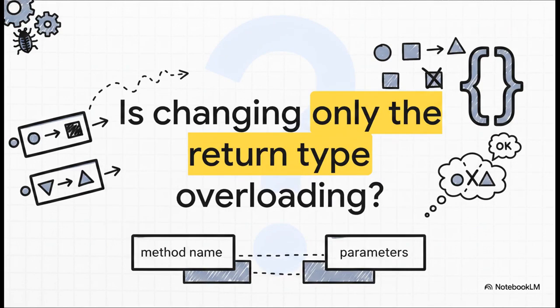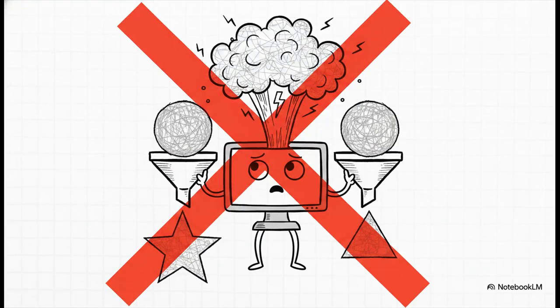All right, quick pause. I want to ask you a question, and honestly, this is a classic trap in software interviews and a huge source of bugs. If you keep the exact same method name and the exact same parameters, but you only change the return type, is that considered method overloading? No way. Absolutely not. Changing just the return type does not trigger overloading. In fact, it's just going to throw a nasty compiler error.